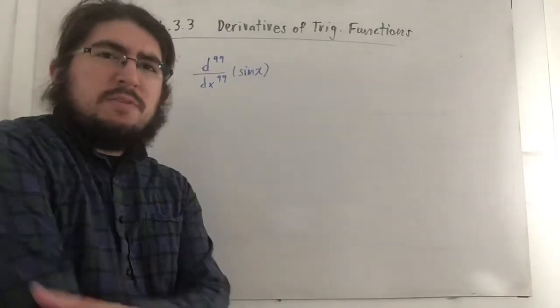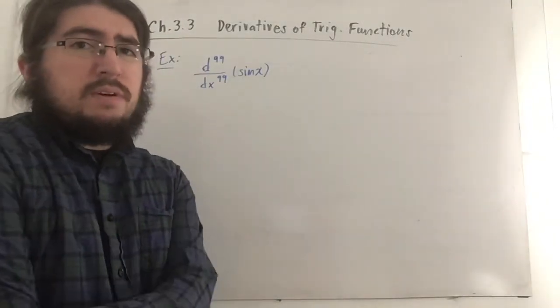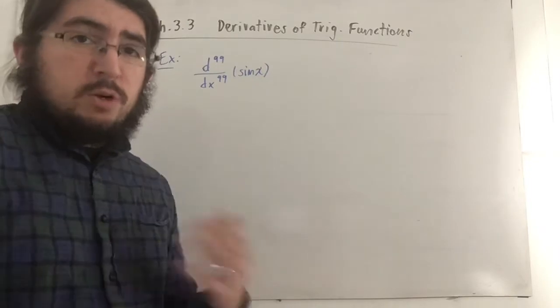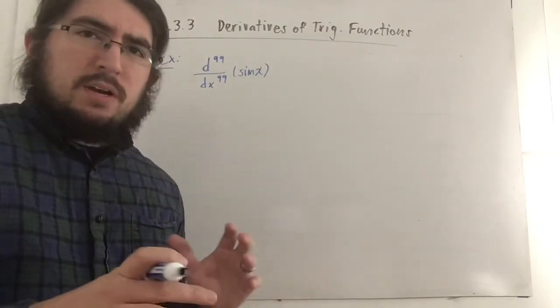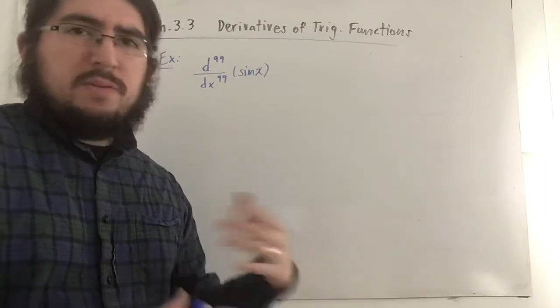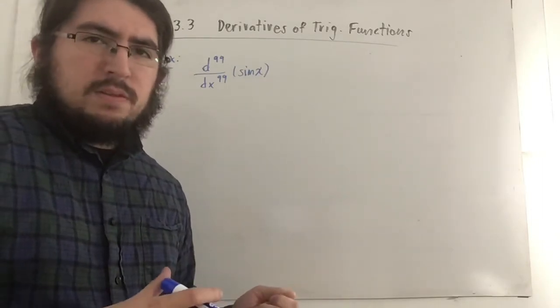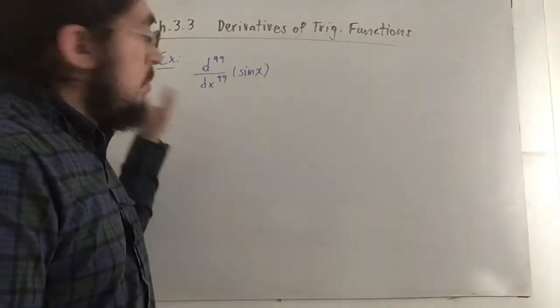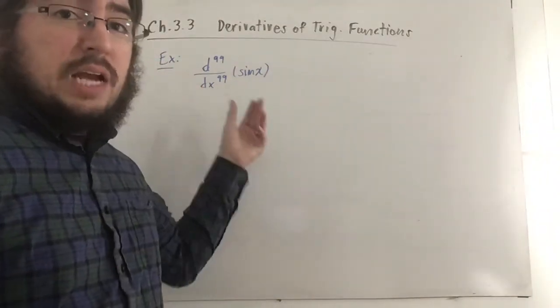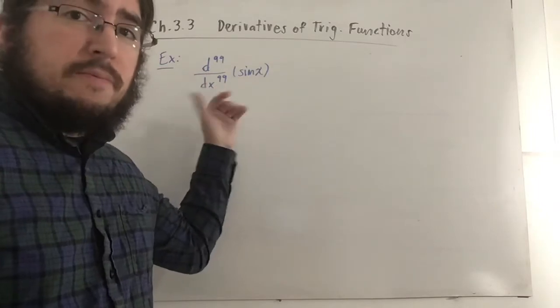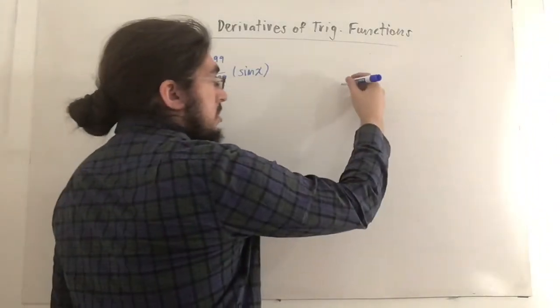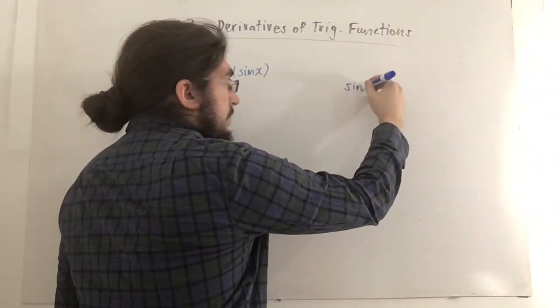Alright, so now the next few examples I want to do will be a little bit different than ones involving derivatives of trig functions. They'll still involve those a little bit though, but they're less find the derivative of and more special, I guess you can say. So this one asks us to find the 99th derivative of sine of x. Now, well, first let's notice a few patterns. So first I'm going to start with sine.